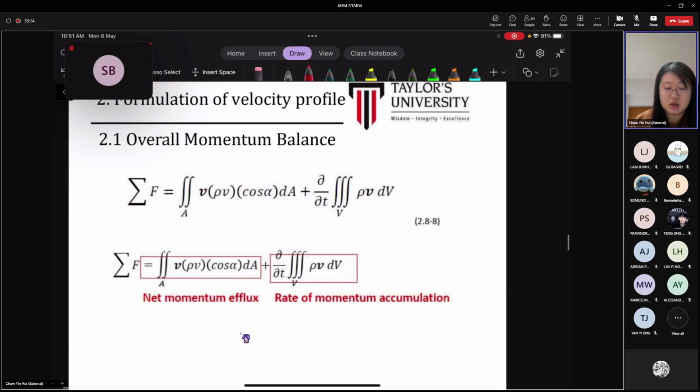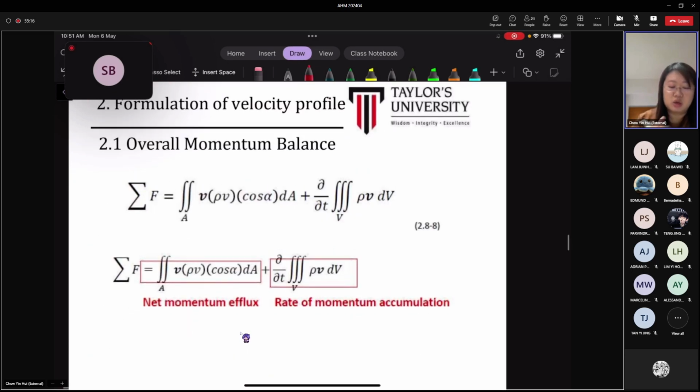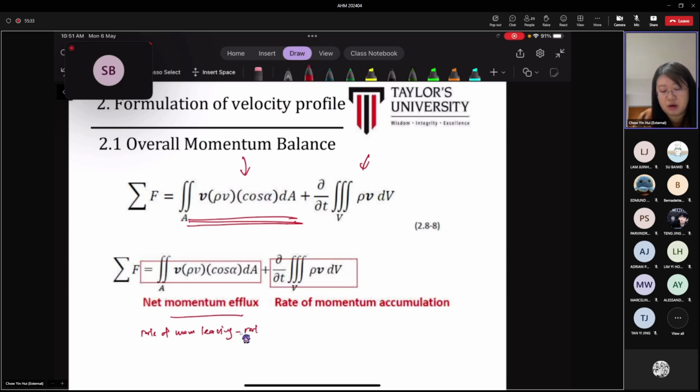All right. So substituting the two equations into the overall momentum balance equation, this term here is equivalent to the net momentum efflux, which is the rate of momentum leaving the system minus the rate of momentum entering the system, plus the rate of accumulation term. As you know, most of the time, for the rate of accumulation term, we integrate it with respect to the volume, then divide it by time.